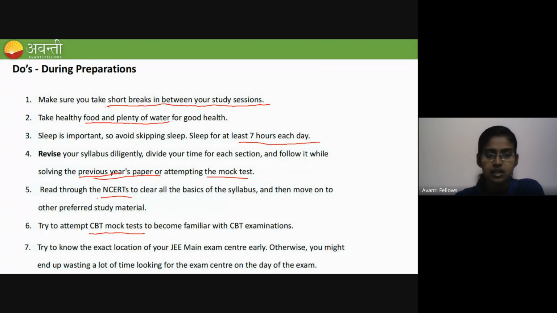And you have to know the exact location of your JEE Main center. Otherwise, you might end up wasting a lot of time looking for the exam center on the day of the exam. So go one day before and check your exam center. And these are the things you have to do during your exam preparation.